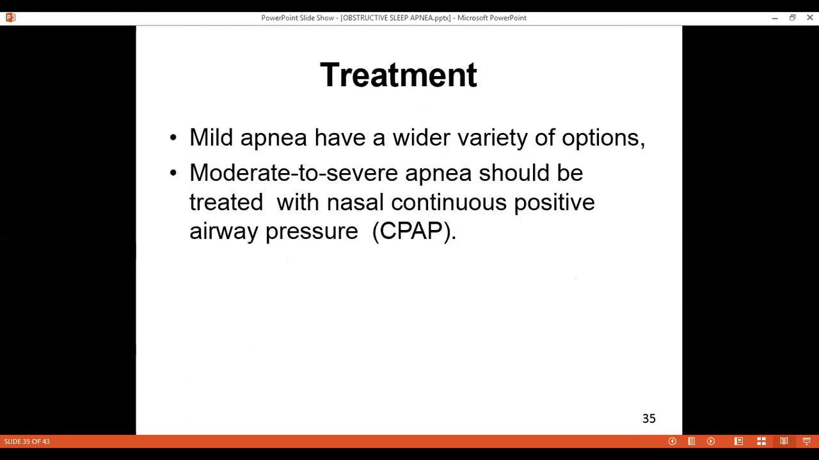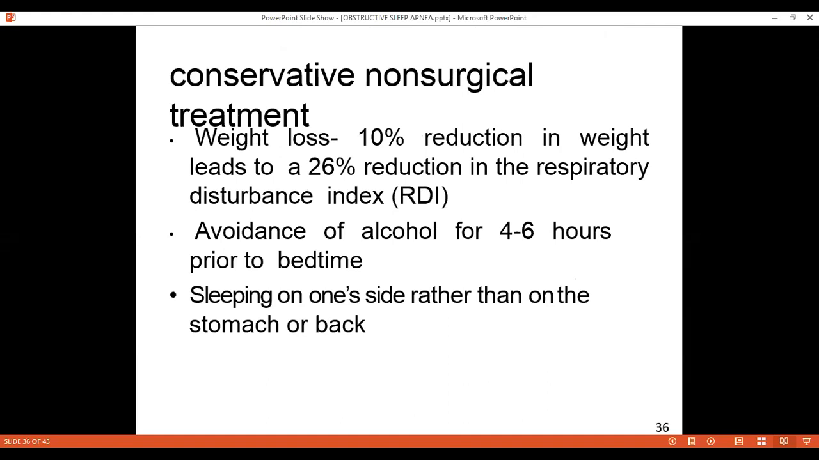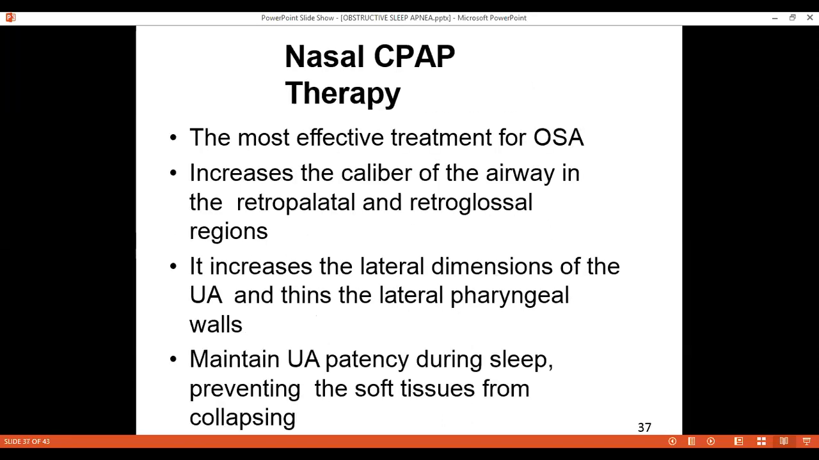Treatment. Mild apnea has a wider variety of options, while moderate to severe apnea should be treated with nasal continuous positive airway pressure (CPAP). Conservative non-surgical treatment involves weight loss. At least a 10% reduction in weight leads to a 26% reduction in respiratory disturbance index. Also, avoidance of alcohol for 4 to 6 hours prior to bedtime, and sleeping on one side rather than on the stomach or back. Nasal CPAP therapy is the most effective treatment for obstructive sleep apnea.